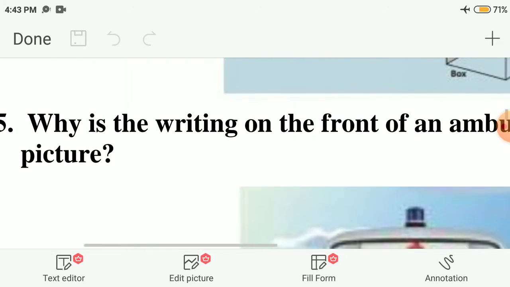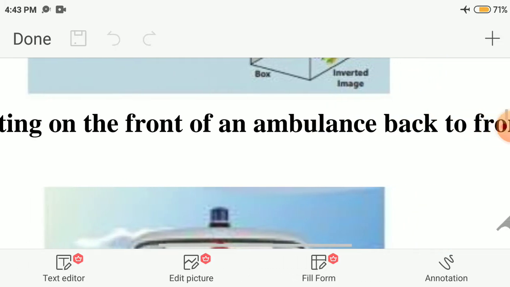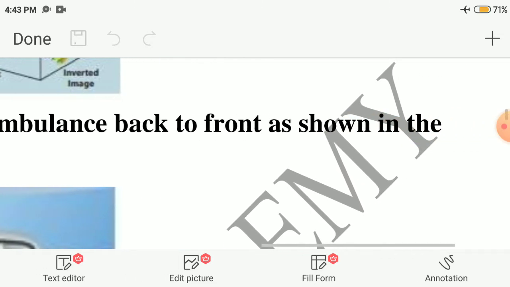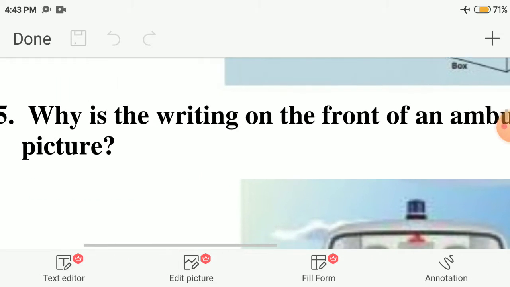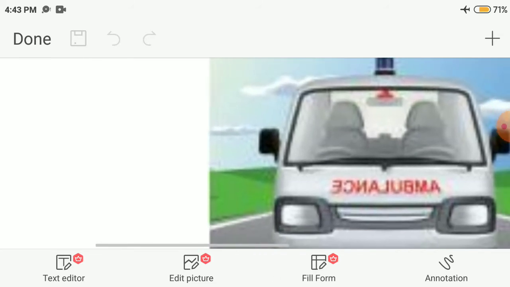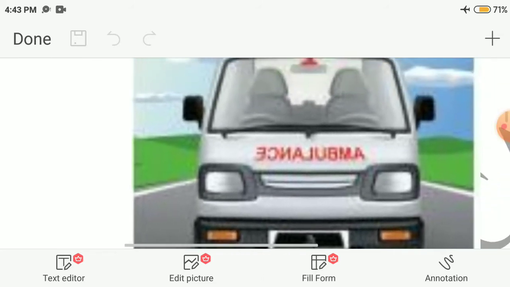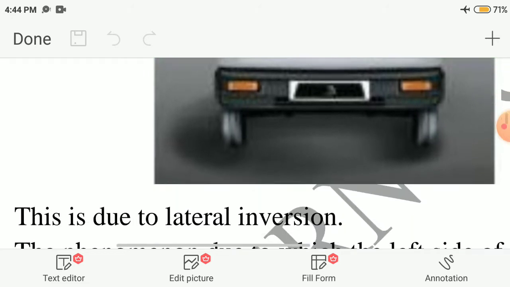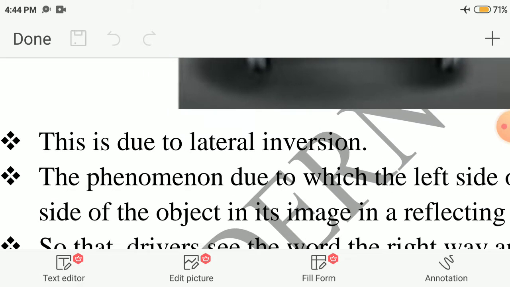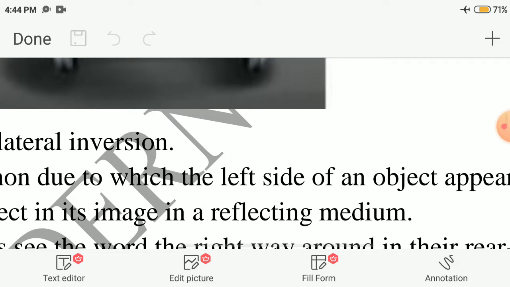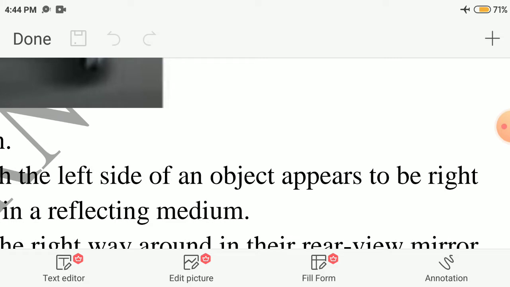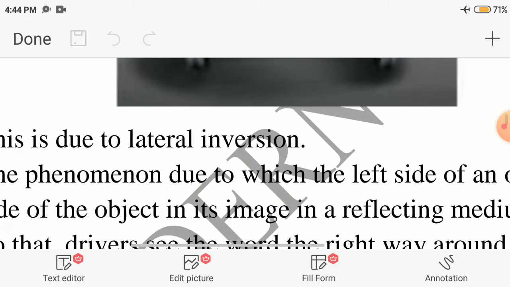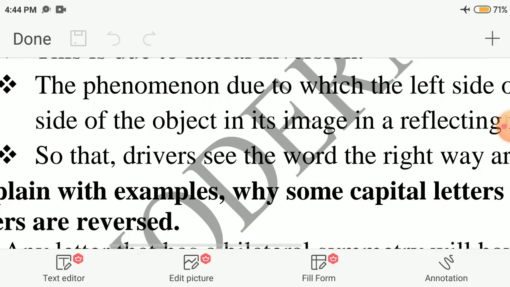Next, 15th question. Why is the writing on the front of an ambulance back to front as shown in the picture? Here you see the picture. Why is it written like this? This is due to lateral inversion, the phenomenon due to which the left side of an object appears to be the right side. If you see the mirror, your left hand shows as the right hand.